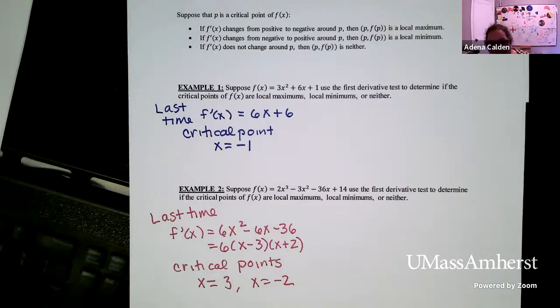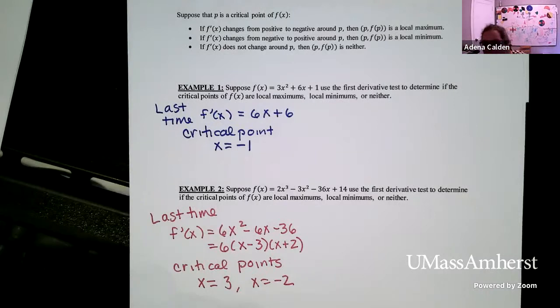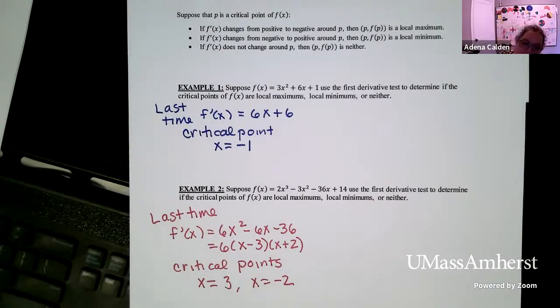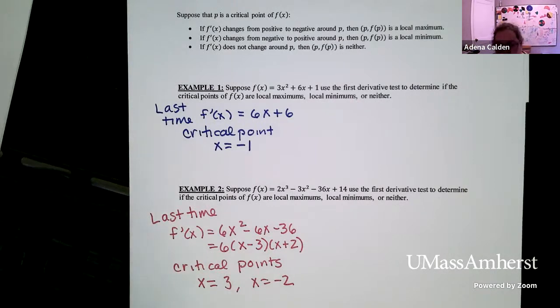For example 2, again, we had 2x cubed minus 3x squared minus 36x plus 14. We found the first derivative. We factored it. We used that to find our critical points. We got 3 and -2. So again, we are now going to set up a number line where we're going to put -2 and 3 on our number line, which is going to create those intervals. We're going to find the sign of each of those intervals, and that's going to allow us to classify those critical points.